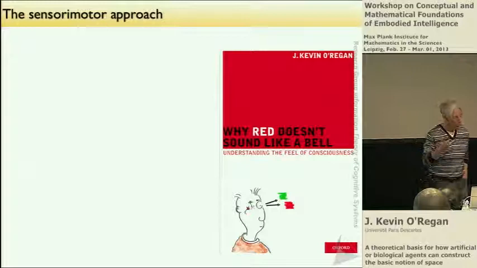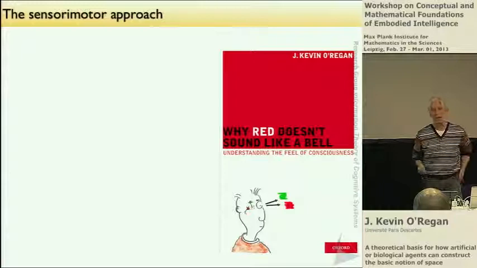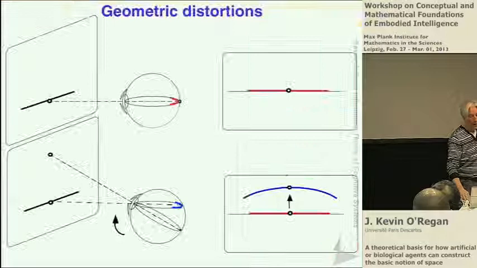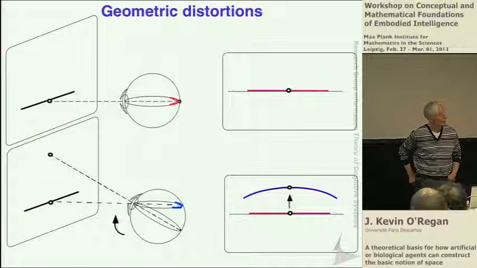And one of the aspects of the theory is what I call the sensorimotor approach, and this sensorimotor approach can be extended to understand the notion of space. And this is what I want to do today, is show how a sensorimotor approach can be applied to the notion of space. So let me start with a concrete example. What is a straight line?